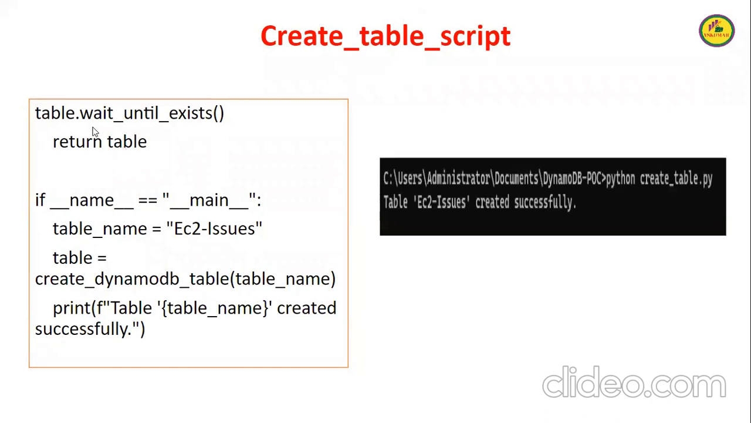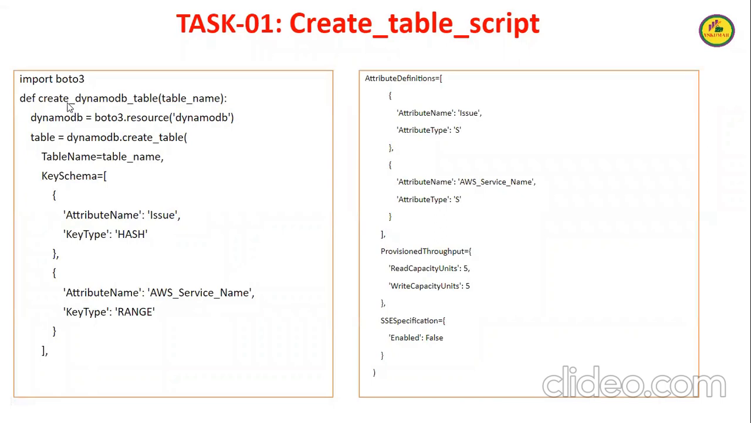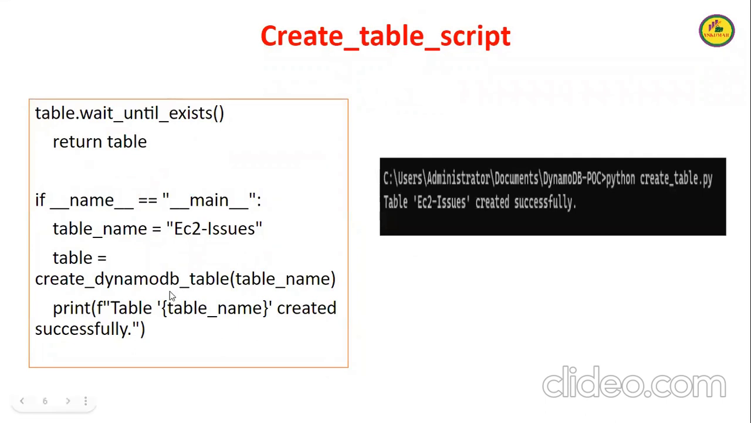Then finally, I'm calling the table.wait_until_exists function. Then I will return this table. So this is my main function. The table name, I'll just keep it as EC2 issues, and the table equals my function, create DynamoDB table with the table name. I'm calling this function. After that, I'm printing this table with the table name created successfully. So whenever it is executed, it will print that the table is created successfully. It is shown as in the image.